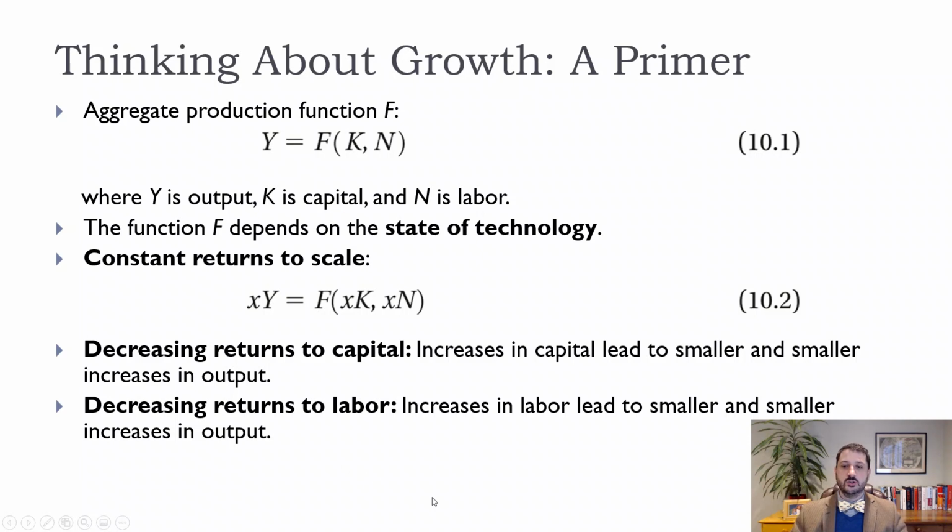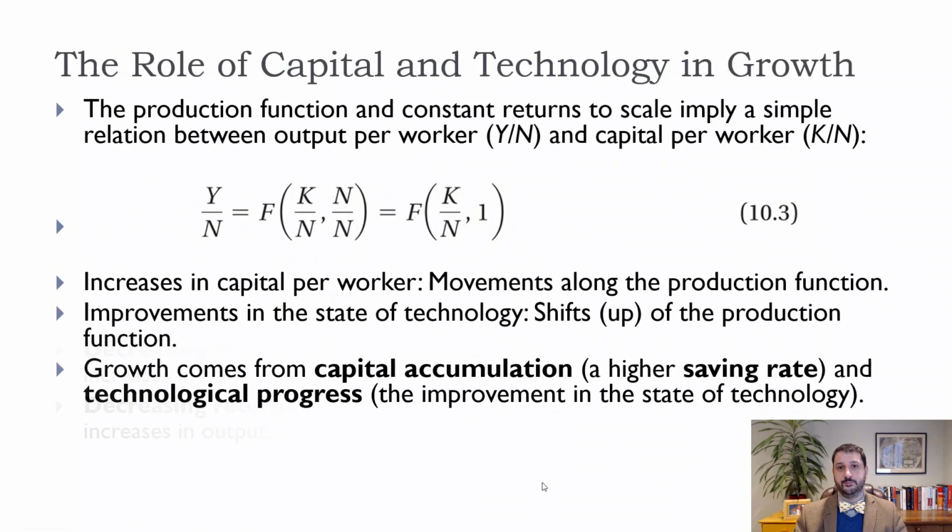And we're going to assume that we have decreasing returns to both inputs. So adding more capital will increase output, but at a decreasing rate, right? So it will be a concave production function. And the same with labor. Increasing labor will increase output, but at a decreasing rate. So if you want to have constant returns to scale, you need to add the same amount of capital and labor. If you just add one, you won't get as much increase in the output.